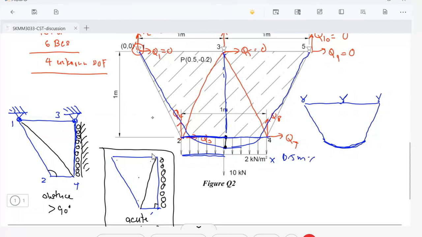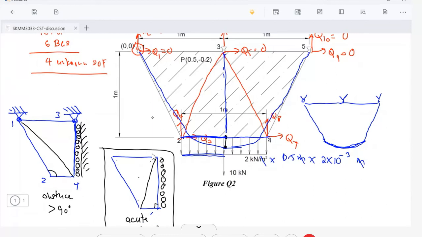times the thickness, which in this case is 2 times 10 to the minus 3 meters. So meter and meter cancel out. So we have about 2 kilonewton of load, from this point to this point. Okay, this is what we can see. Simple one. This is not from your finite element. This is just from maybe your static analysis.